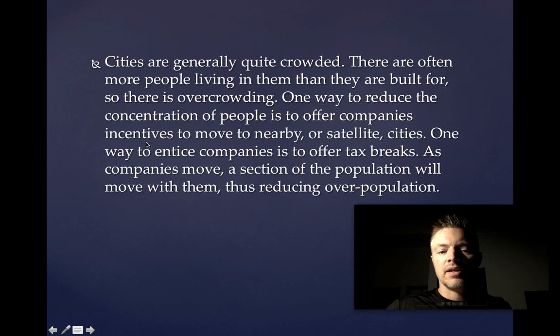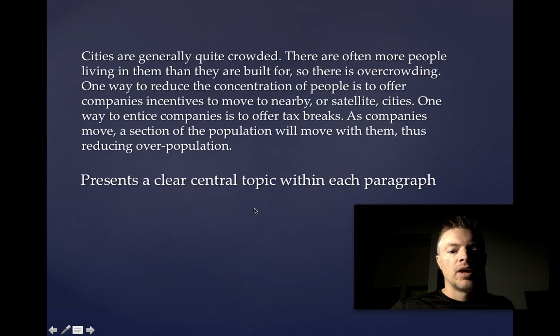Incentive is you give someone something to get them to do something else. So money can be an incentive, and in our case it's going to be tax breaks. So one way to entice companies is to offer tax breaks. So you notice we used a new word for it, entice. It means to make someone attracted to it. As companies move, a section of the population will move with them, thus reducing overpopulation. So there's our paragraph.